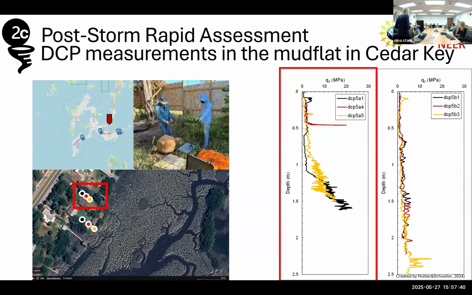I was just thinking about remote methods, like using ground penetrating radar on a drone to measure, for instance, consolidation, that kind of thing. To be honest, I can't answer that question. Sorry, I don't know. I think there's some precedence to that.